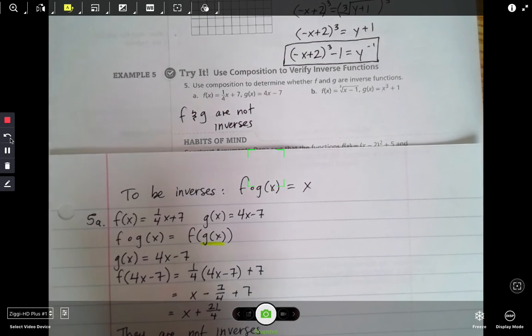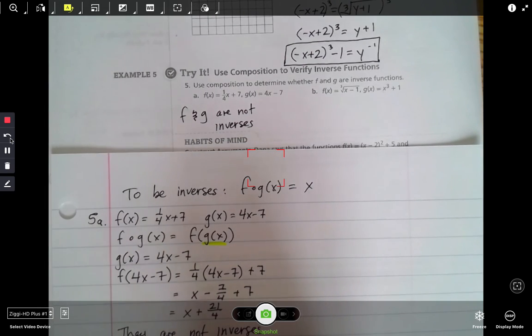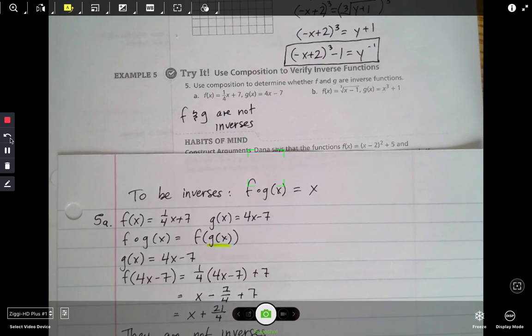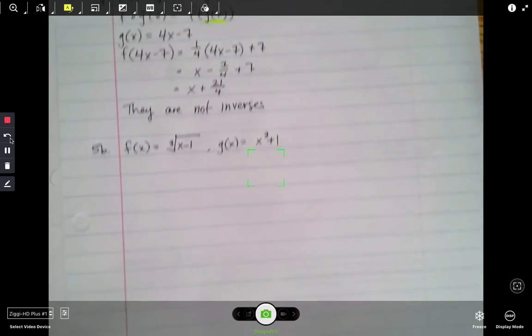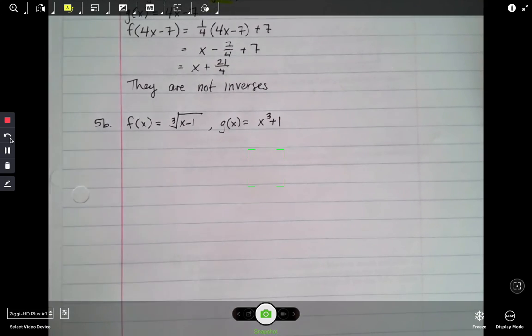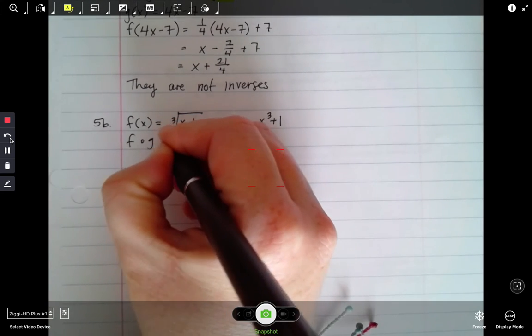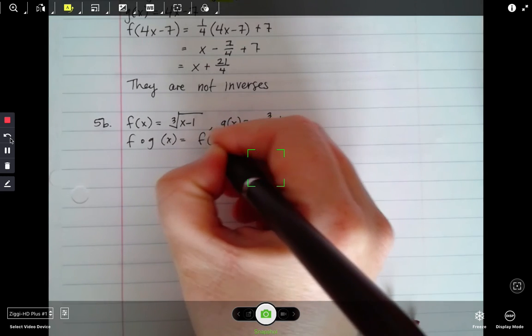I'm going to write f of x for 5B. F of x equals the cube root of x minus 1, and g of x equals x cubed plus 1. Alright, remember, we want f of g of x.